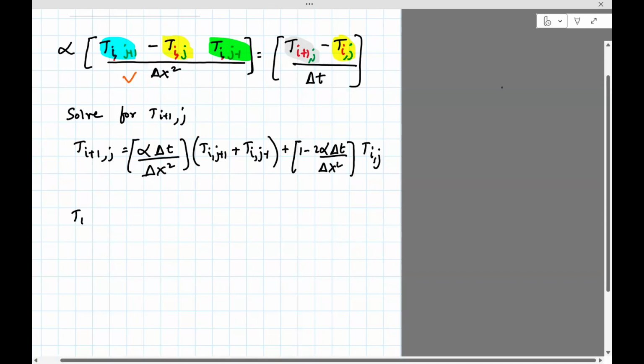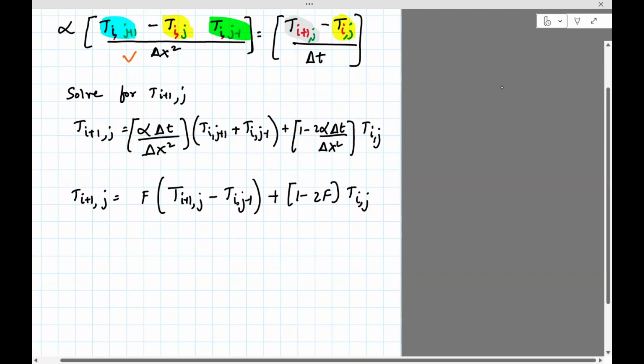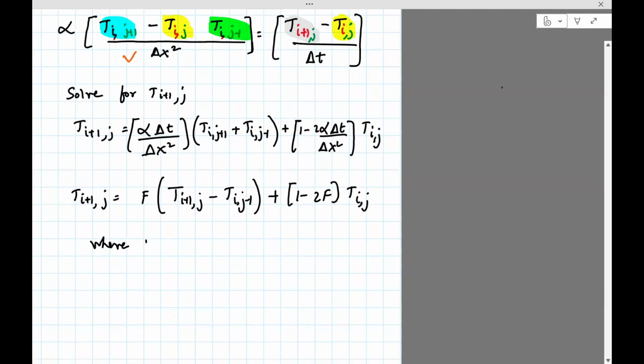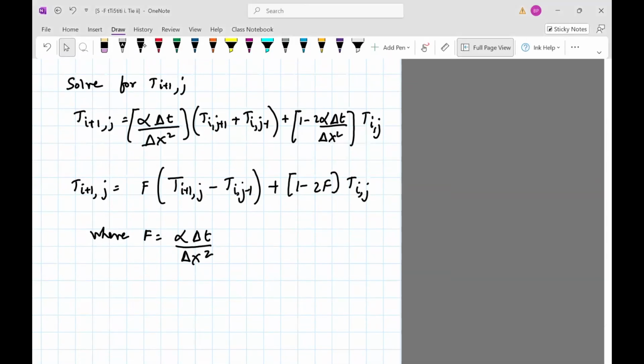This is actually slightly better written if you write this as f times t i j plus 1 plus t i j minus 1, plus 1 minus 2f times t i j, where f is alpha delta t over delta x square. Okay, so this is going to be our formula.